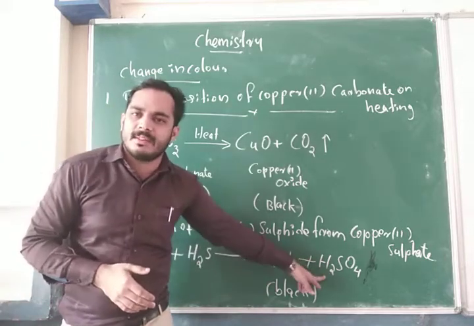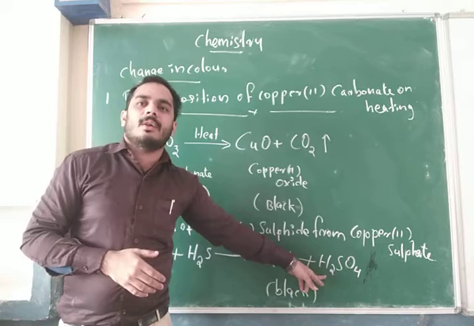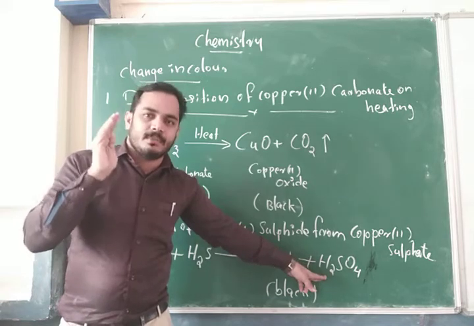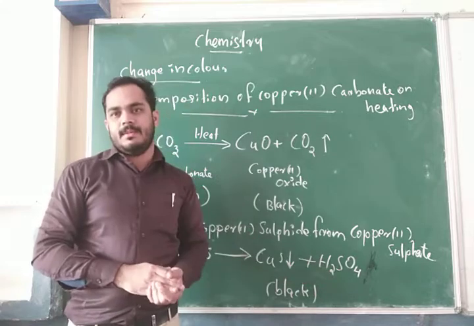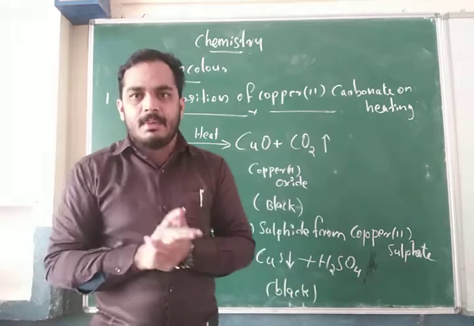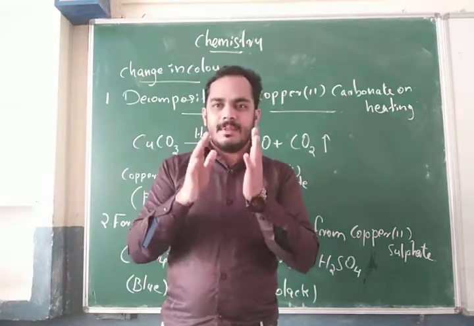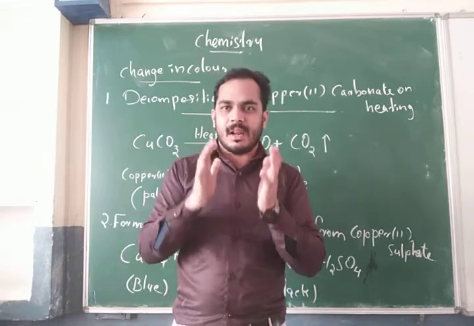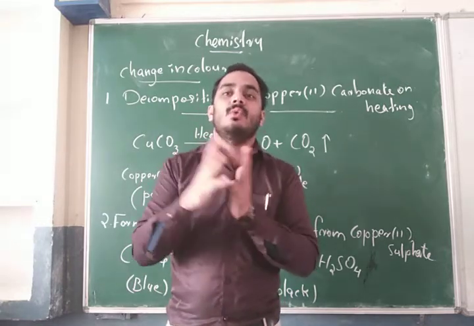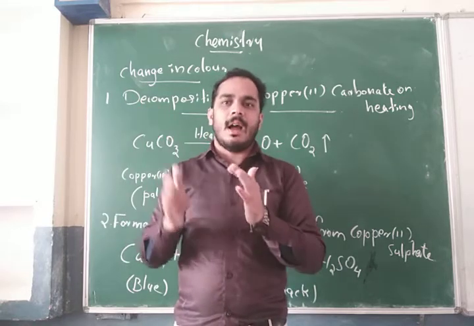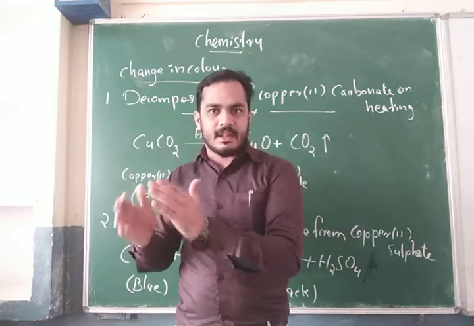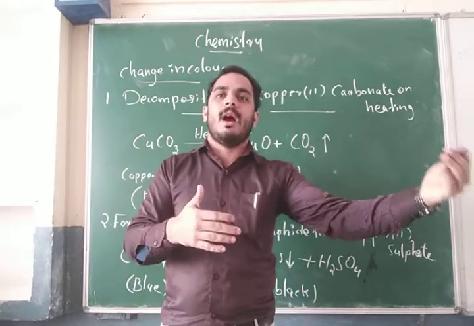And one more product is also formed. That's sulfuric acid. What's the product? Sulfuric acid. These two examples give very clear ideas about how the color changes, the best examples of changing color, where some reactants react to form another color.